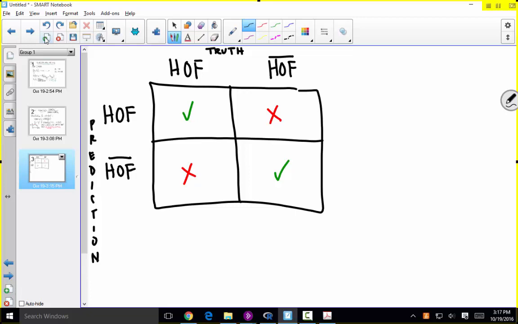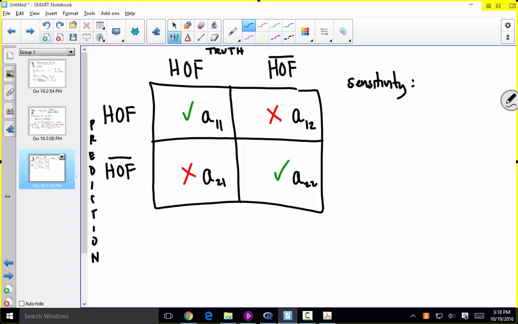So let me define some of these things. Sensitivity would be, how about we put numbers to these things? I'm going to call this first cell A11. Let's call this A12, A21, A22. So these are numbers, these are counts. There were A11 people who were in the Hall of Fame that we correctly classified as being in the Hall of Fame.